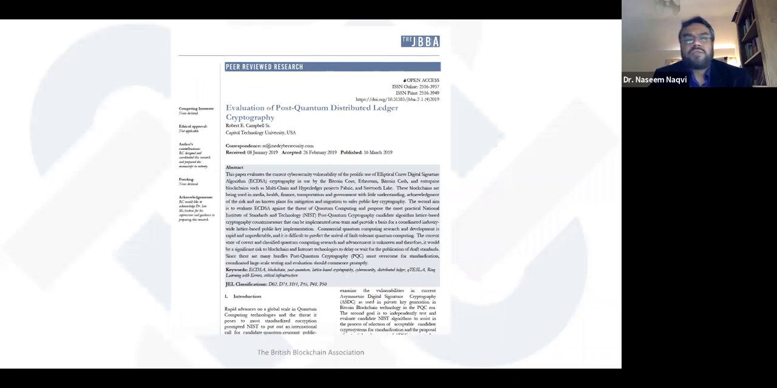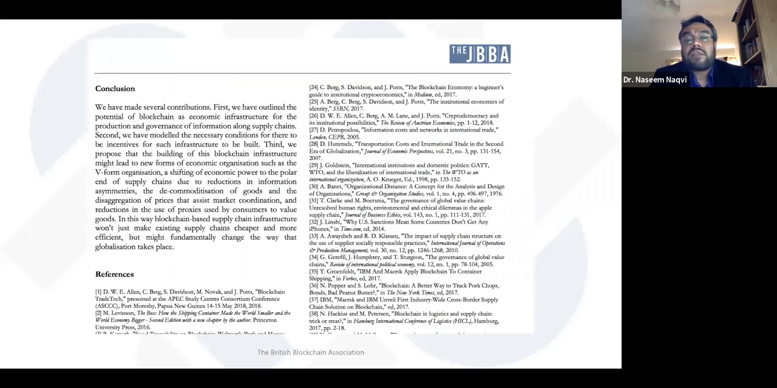This is one of the pieces of research we have published recently on post-quantum distributed ledger cryptography. This is what a final finished version of a paper looks like. There is a title, details of the author, their institution. And in the left-hand column, you see any acknowledgements, contributions, ethical approval if applicable, competing interests, etc. And then in the body of the paper, you have an abstract, introduction, conclusion, and references at the end.